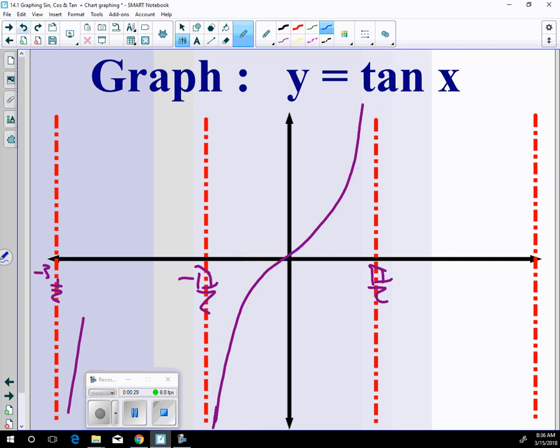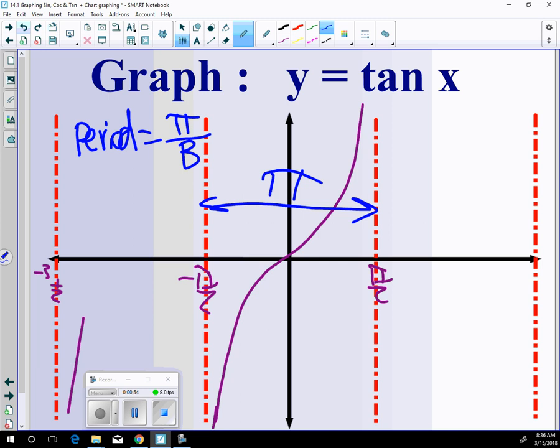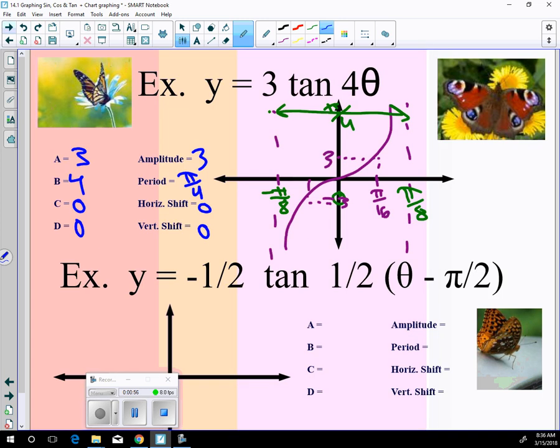This is tangent. Tangent actually repeats every pi because the period is pi. Because the period is pi, when we calculate, we don't calculate with 2 pi over b like we did with all the others. Tangent is going to be pi over b because the period for one tangent is pi.